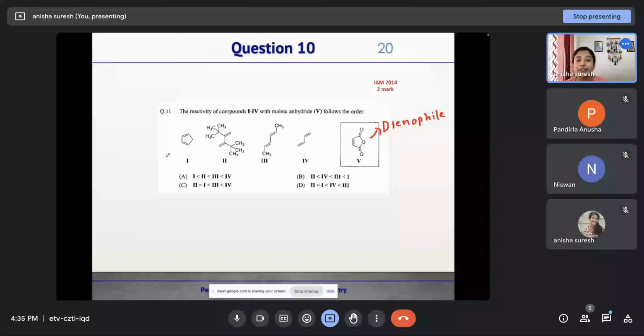So out of these four, which one will be the more reactive diene?